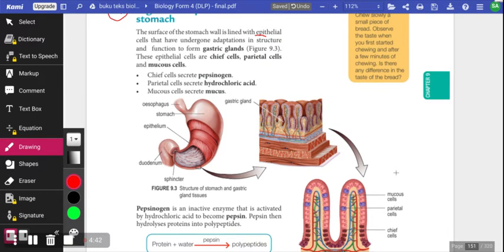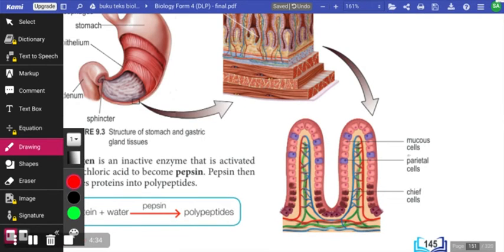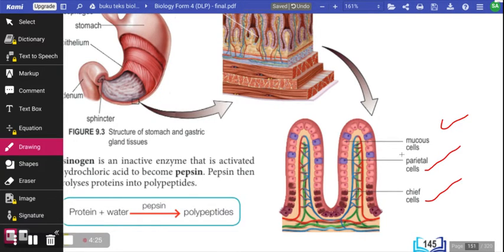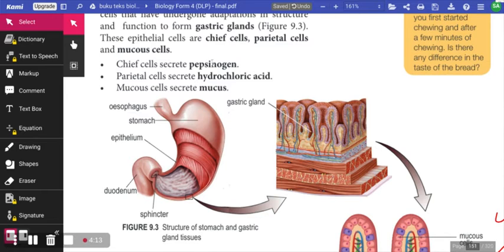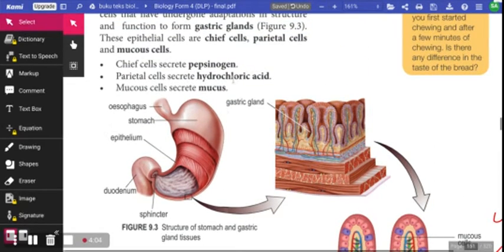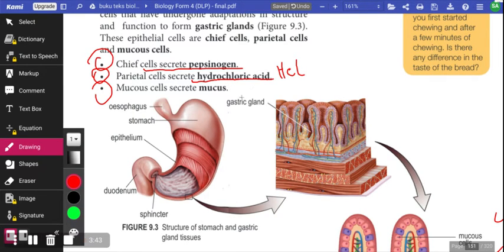It presents three types of epithelial cells: mucus cells, parietal cells, and chief cells. Each of these cells has its function. The chief cells secrete pepsinogen. This pepsinogen later on will become pepsin, which we will discuss later. The parietal cells secrete hydrochloric acid, HCl, and the mucus cells secrete mucus. Okay, simple as that.